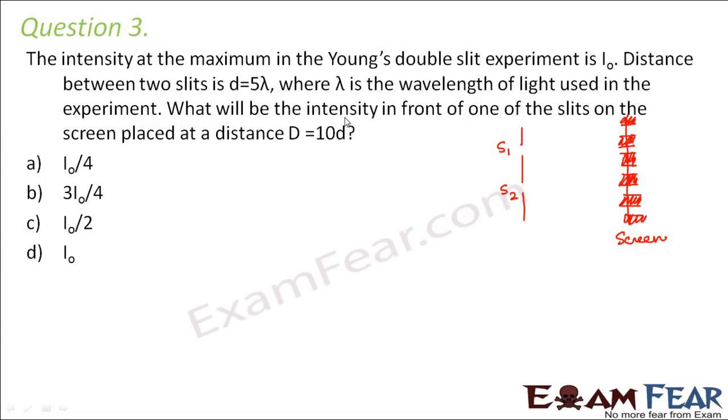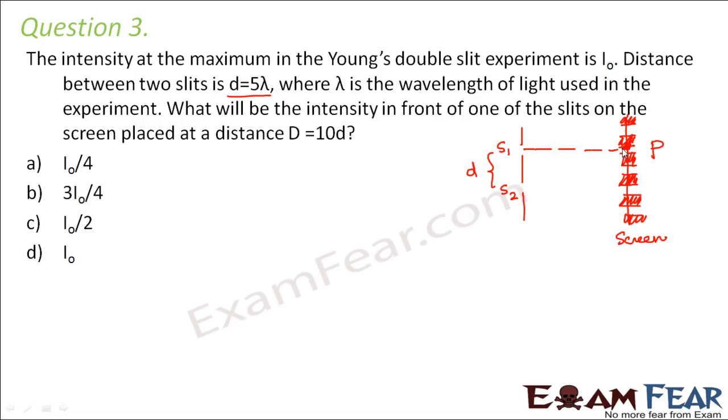Now in the question, it says that the distance between the two slits, that is d, is given as 5 lambda. And we will have to find out the intensity in front of one of the slits. Let's assume this is one slit, and exactly in front of this slit is maybe this point P, and we have to find out the intensity at this point P. So how do we find that?